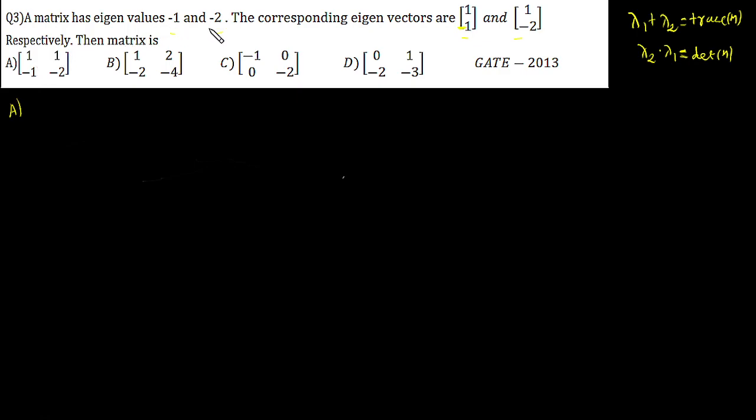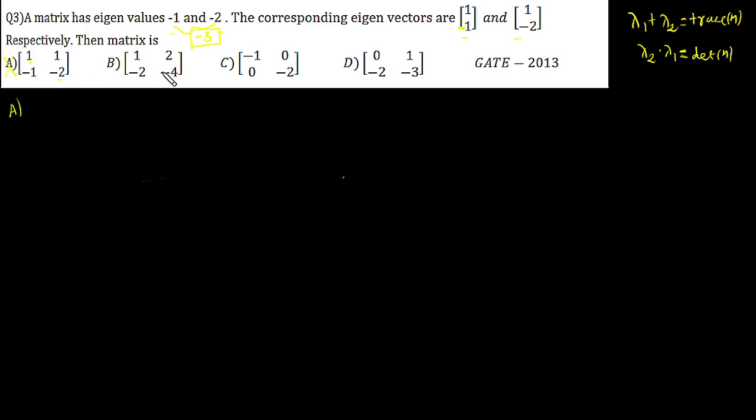The trace of this matrix must be -3, because the sum of -1 and -2 is -3. In other words, I have to select the matrix from these four which has a trace of -3. So let's find the trace for these four matrices. The trace is nothing but the sum of the diagonal elements. Here the sum of these two will be -1, so option A is automatically canceled out.